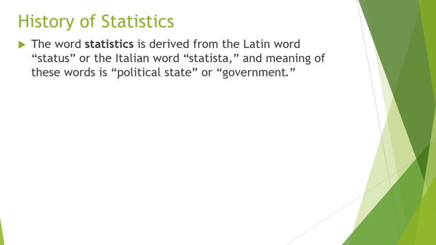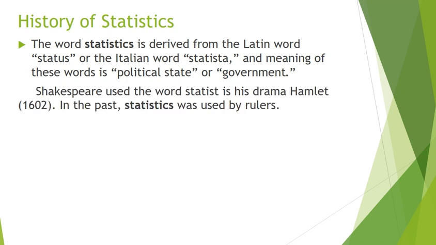History of statistics. Statistics is derived from the Latin word status and the Italian word statista, and the meaning of these words is political state or government. So what does this mean? It means that statistics is a science that gives us knowledge about the civilization of inhabitants, nature of industry, policies of government, etc. Shakespeare also used the word statist in his drama Hamlet.